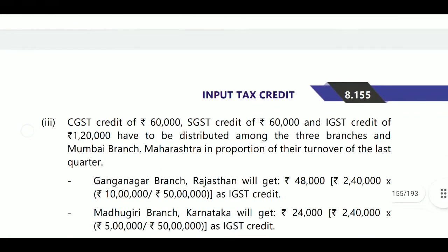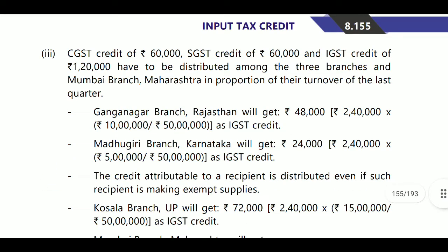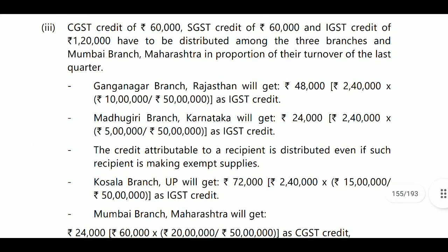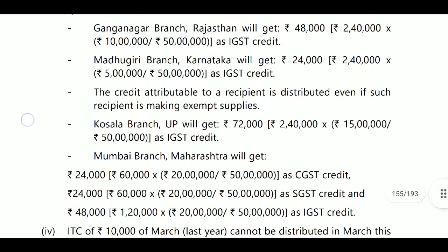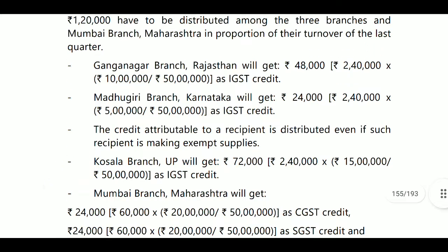And respectively they are provided some amounts like 60,000, 1,20,000 will be the common credit. So this amount will be distributed among three branches, in proportion to their last quarter turnovers. Here it will be distributed to four branches in proportion to their turnovers. In one case it will be CGST, SGST, that is Mumbai branch, Maharashtra, same state. In remaining cases it will be IGST credit.